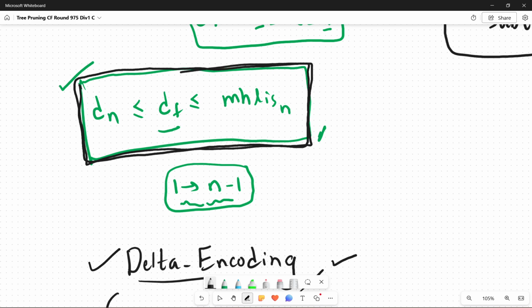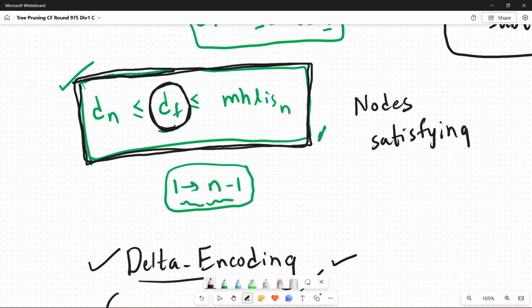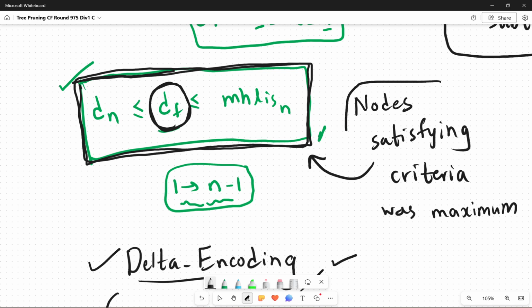So you want to find the depth such that the nodes satisfying this criteria was maximum. Okay, makes sense. Yep, it absolutely does.